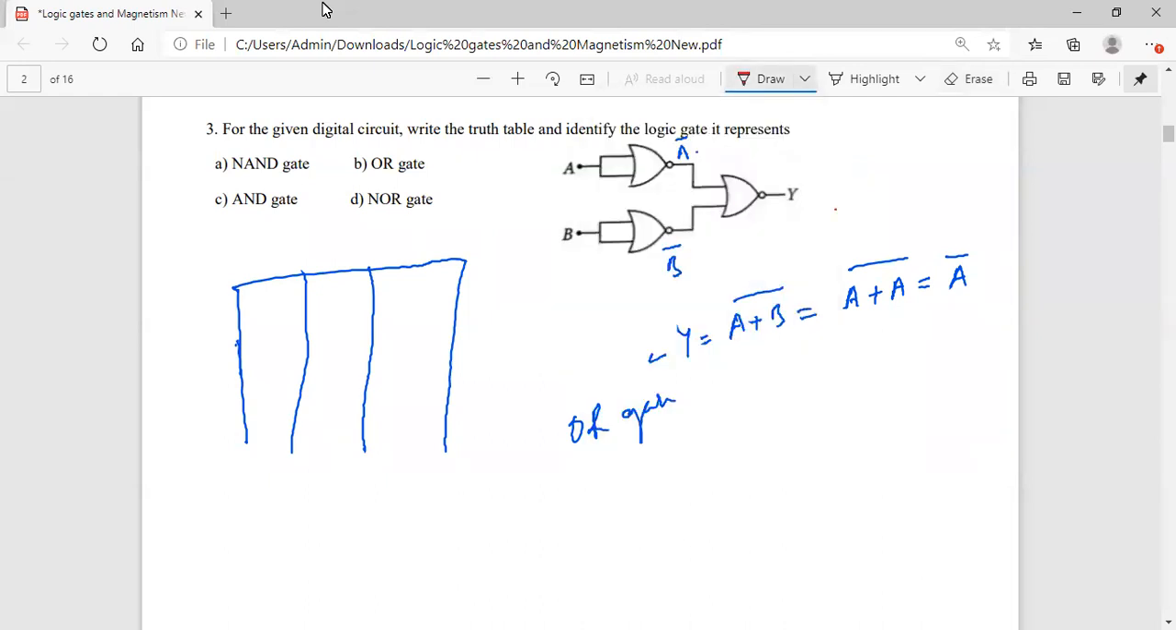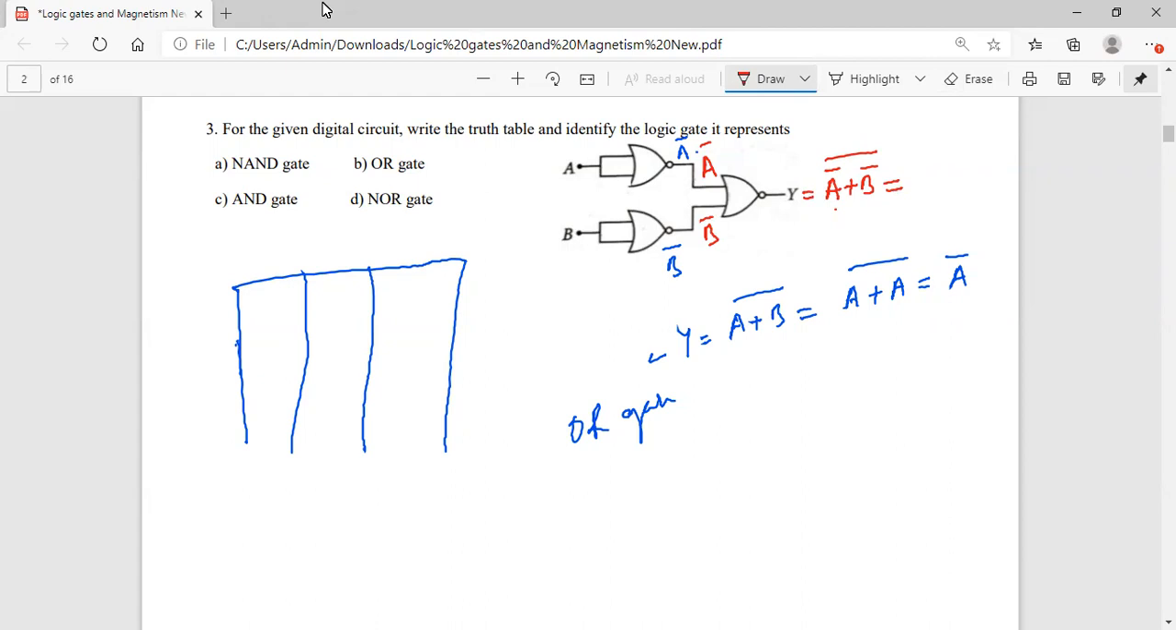Yes, Y is equal to OR gate. Therefore, the first input is A bar, and here the input is B bar. So Y is equal to (A bar plus B bar) whole bar.